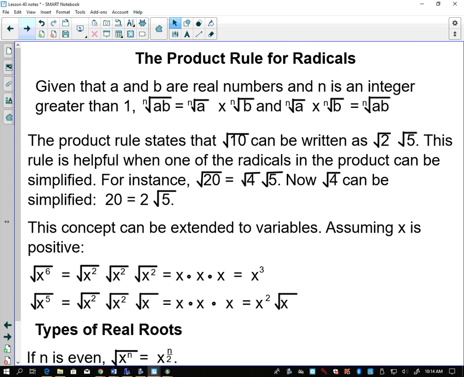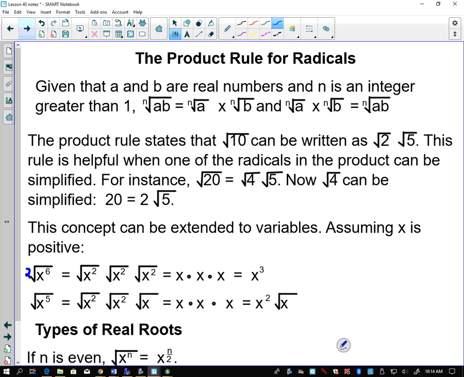That concept can be extended also to variables, assuming that x is also positive. So if I have x to the 6th, then I want the square root of x to the 6th. Keep in mind that this square root by itself has an invisible 2. We start to see those numbers show up when it's anything other than 2, like the cube root or the 4th root or the 5th root. Then that number has to be there. But until then, we're talking about 2, the square root. The square root of x to the sixth could be written as the square root of x squared times the square root of x squared times the square root of x squared.